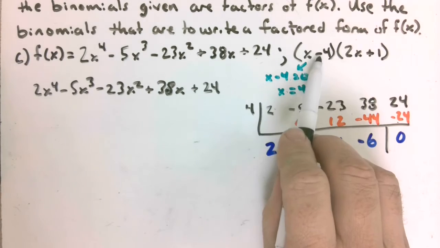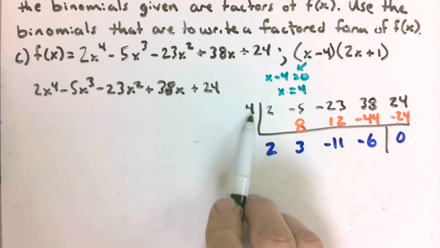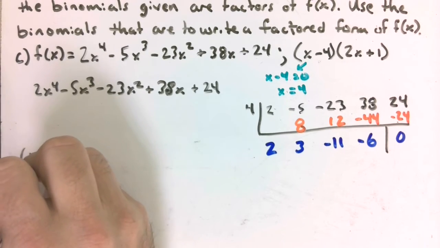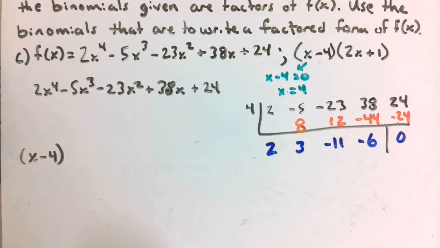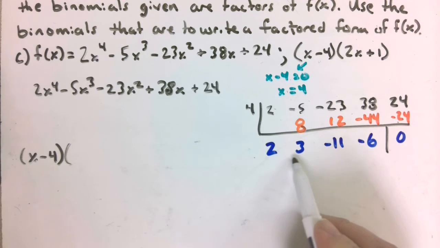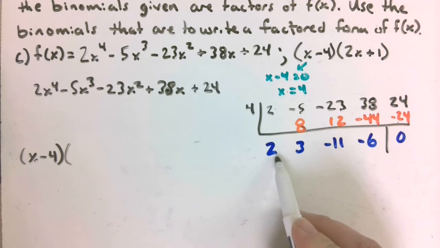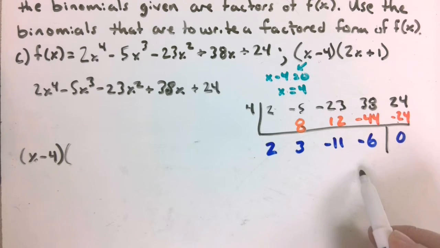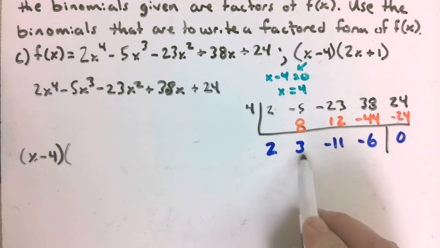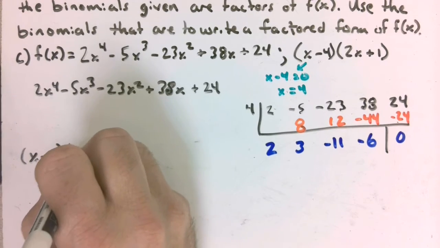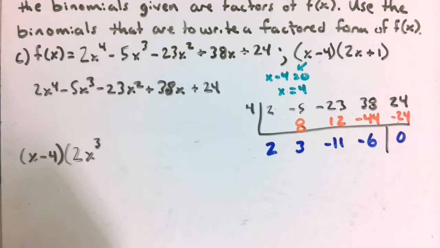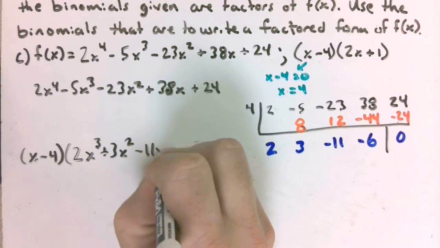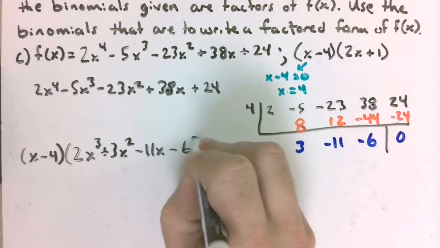What we just said is x minus 4 is a factor, because when we did synthetic division by 4, we got a remainder of 0. So this original, we can rewrite with some factoring using an x minus 4, and then the other factor ends up being our quotient down here on the bottom, our depressed polynomial. The first number to the left of that vertical line is the constant, then x, x squared, x cubed. So we have 2x cubed plus 3x squared minus 11x minus 6.